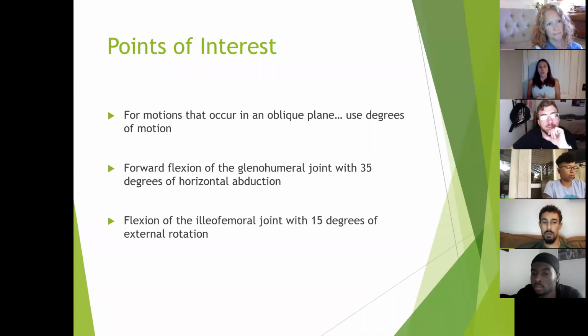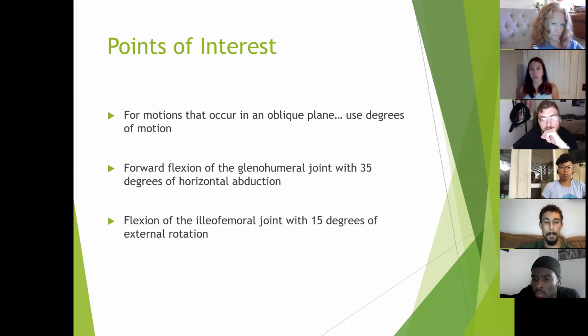The iliofemoral joint, 15 degrees of flexion. So you're kind of hiking, bringing your knee up. And so flexion right there. And then 15 degrees of external rotation. So that's external rotation, taking that knee outwards at the hip socket. Again, videos will follow. Videos are attached here. Watch them, that will really help you out.